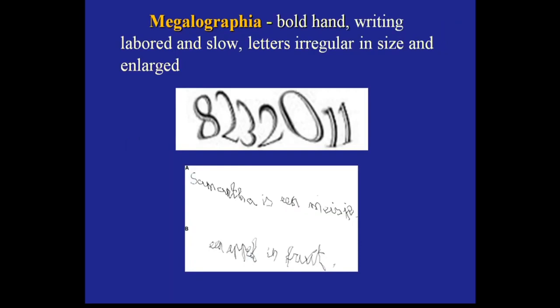Pathology of handwriting due to muscles hypotonia, dysmetria, discoordination of hand and fingers. In this case, we have megalographia, writing labored and slow, letters irregular in size and enlarged.